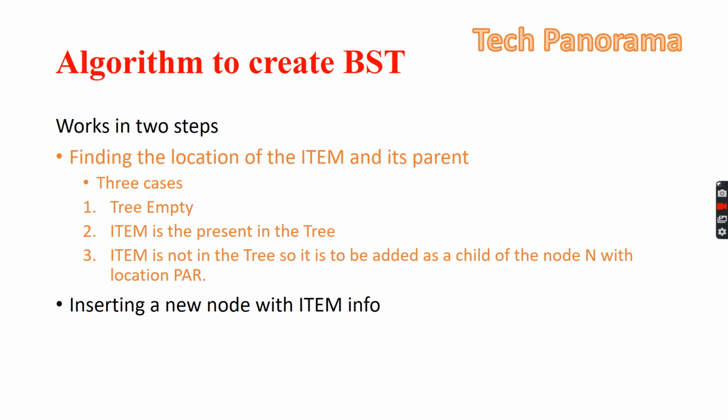But if the item is not in the tree, then definitely we will perform the second operation, that is insertion. If the item is present, then we will not follow this. But if the item is not in the tree, there will be two cases: the tree may be empty or the tree is not empty. If the tree is not empty and the item is not in the tree, then we will add that item as a child of node N with the location parent. Node N will be the parent of the node where we will add the item. Then finally we will perform the insertion operation of that item.